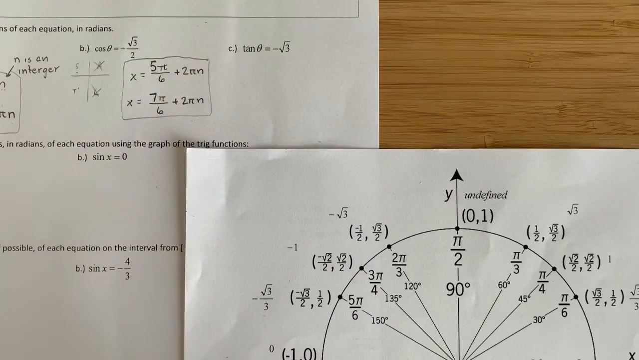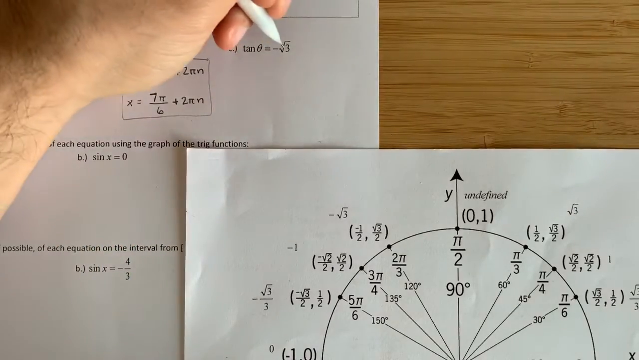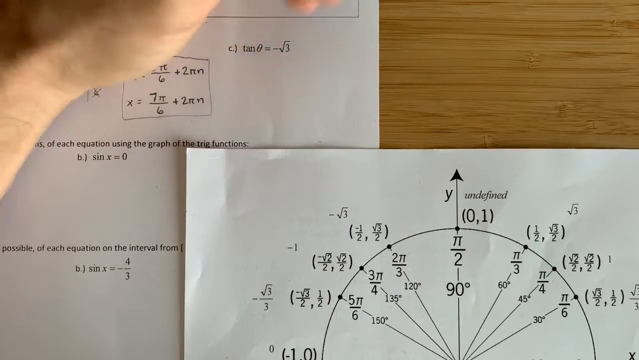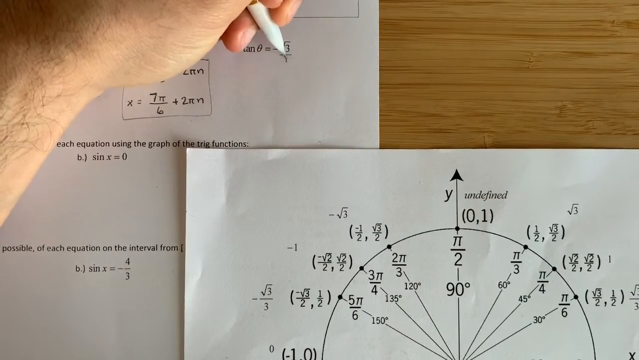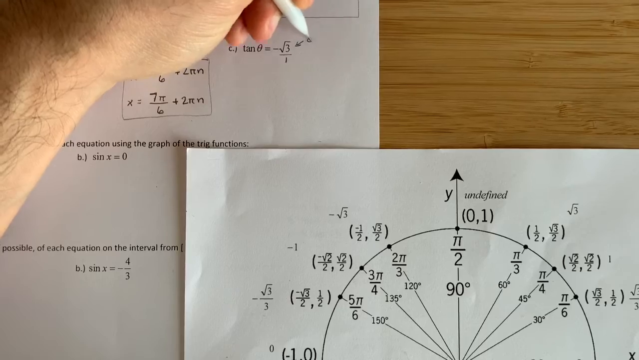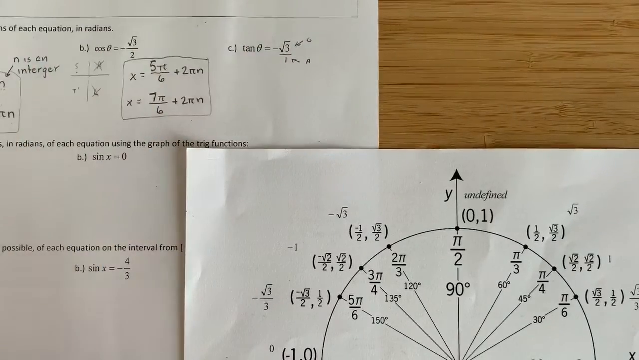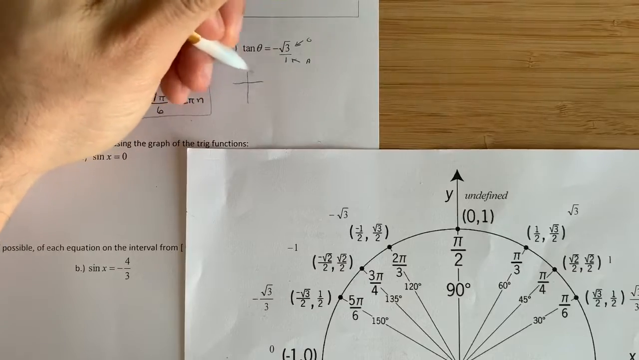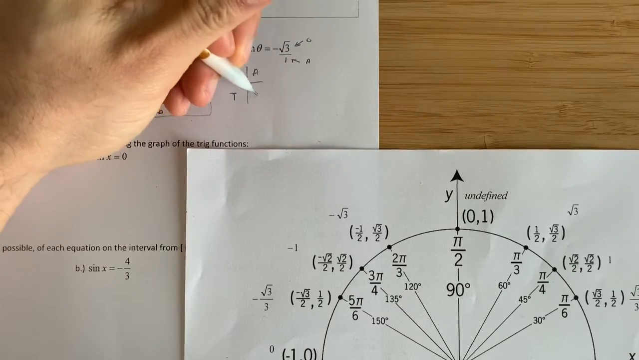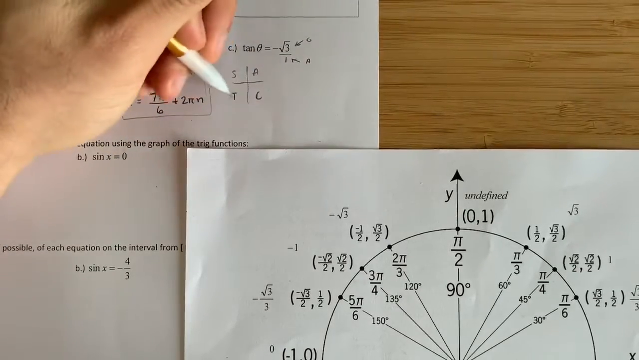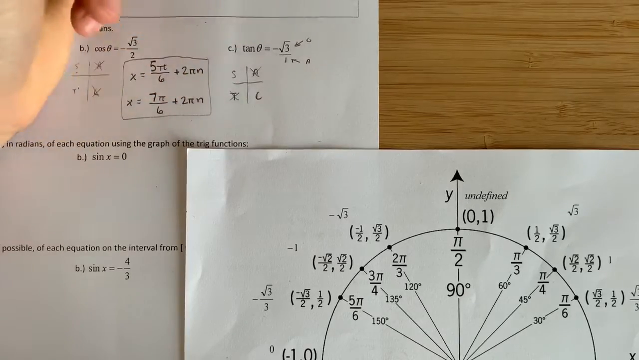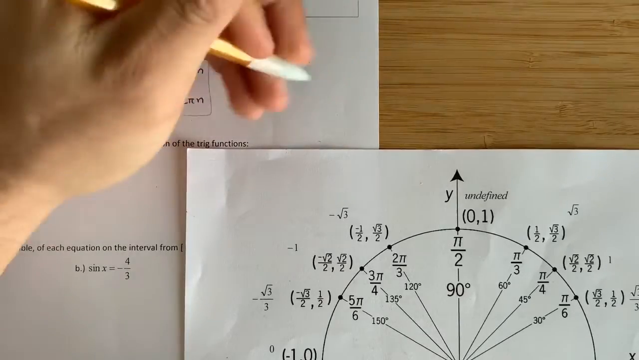All right, for tan, radical 3 comes from an opposite over an adjacent of 1. So this is the opposite, and this is the adjacent. We know that a radical 3 comes from a 30-60-90. And if tan is negative, that means it's not here or here, so we're in these two quadrants.